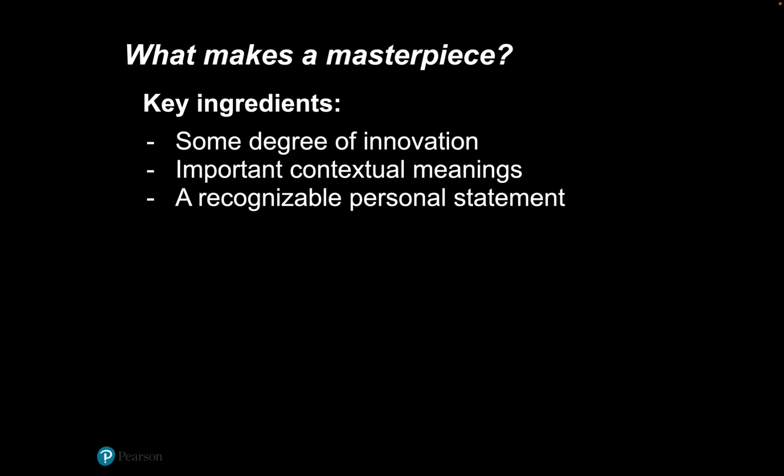So a big question, right? What makes a masterpiece? Some of the key ingredients: some degree of innovation, important contextual meanings, and a recognizable personal statement. In other words, what makes a work of art worthy of being placed in a museum or in an art history book? Not all of these key elements have to be present, but at least one must be present strongly. And something to note, an artist's monetary value is not necessarily an indicator of artistic merit.